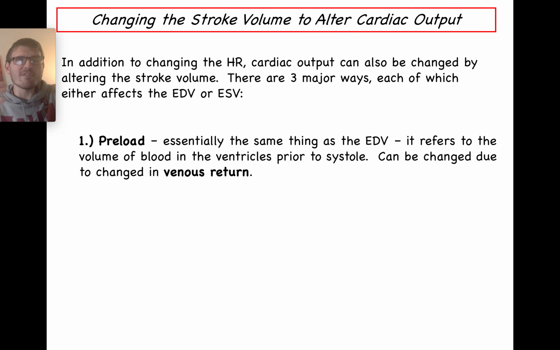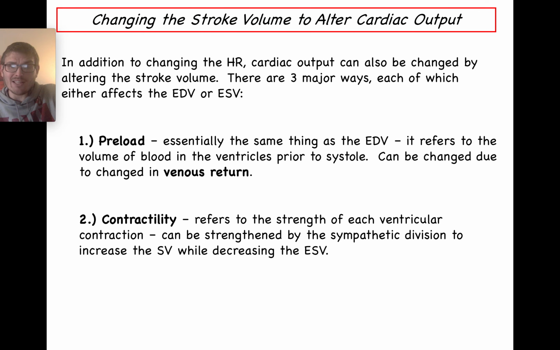It refers to the volume of blood that is in the ventricles prior to systole, and it can be changed due to a change in venous return. So if you have an increased flow of venous blood returning to the right atrium, that is naturally going to lead to an extra big end diastolic volume. Contractility refers to the strength of each particular ventricular contraction. If we get an extra strong and extra big squeeze through the ventricular myocardium, we can push an extra big volume of blood out into the systemic circuit.